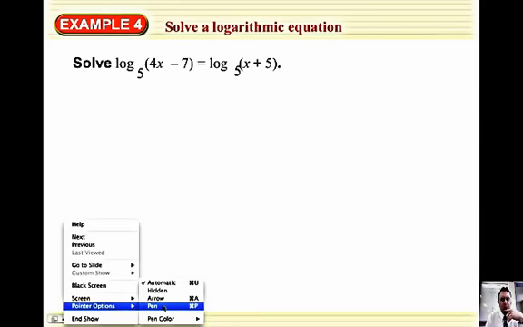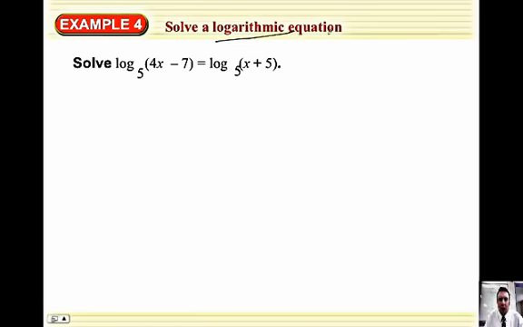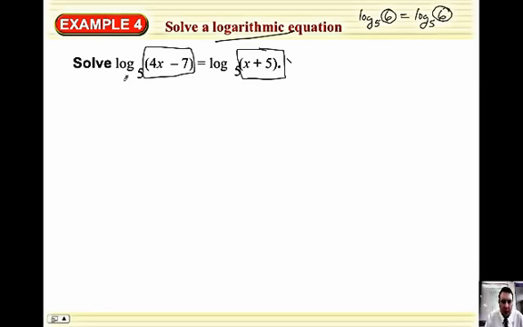So, example 4. We're going to solve a log equation. Now, this here says log base 5 of something equals log base 5 of something. Those two things would have to be equal to each other for this to be true, right? If you think about log base 5 of 6, it has to equal log base 5 of 6. This would have to be the same as this for these two equations to be equal, right? Same for this. If these two things are equal, then this would have to equal this, and that's the step.